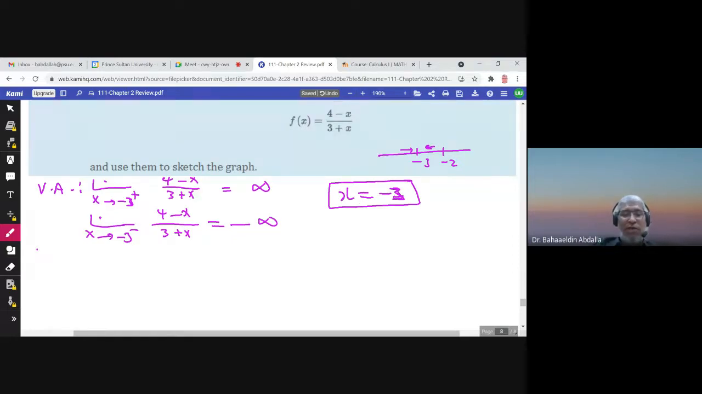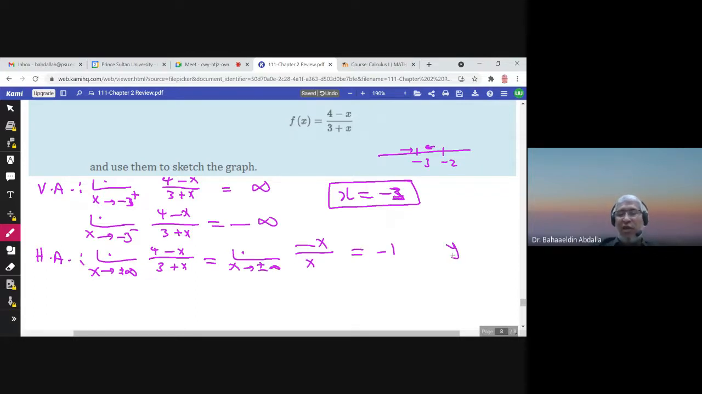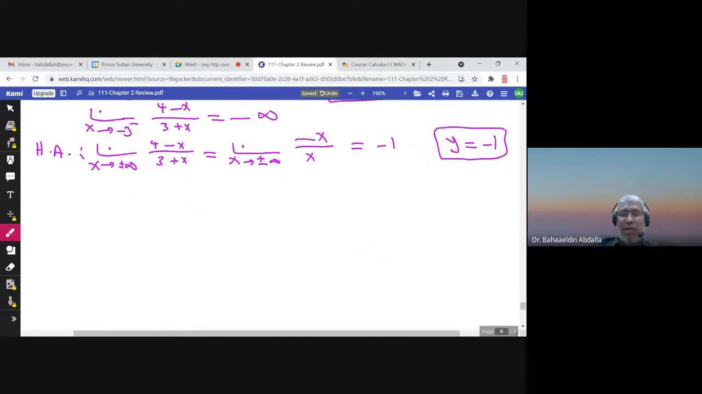Also, what about the horizontal asymptote? For the horizontal asymptote, we find the limit as x approaches infinity, either infinity or negative infinity; we have to find the two. But actually here, there is no difference between positive or negative infinity because we usually take the highest power and forget about everything else. So x goes with x, and the limit whether x goes to infinity or negative infinity is negative 1. So I have one horizontal asymptote, which is the line y equals negative 1. So I can sketch the graph now of this function.